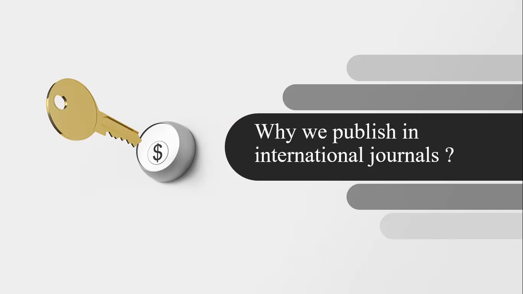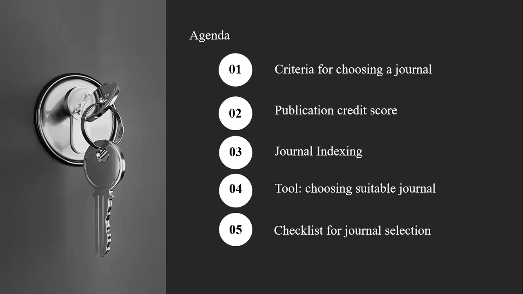So the purpose of doing international publication is that it is highly demanded and highly appealing, where you will create your own social life. So we will have a plan today consisting of 5 pillars or 5 criteria points we are going to look for. The first one, we're going to look for how we can choose a journal. Then we will follow with the publication credit score and what is meant by journal indexing, the tools for choosing a suitable journal, and the checklist for your journal selection.